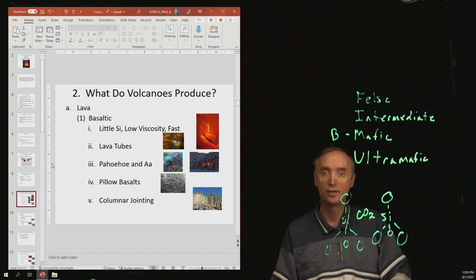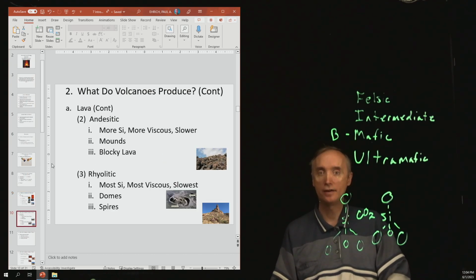Another thing that it makes is lava tubes. So be able to recognize a picture of a lava tube. Be able to know the difference between Pahoehoe lava and A'a lava. Also know what a pillow basalt is, and also know what columnar jointing is.